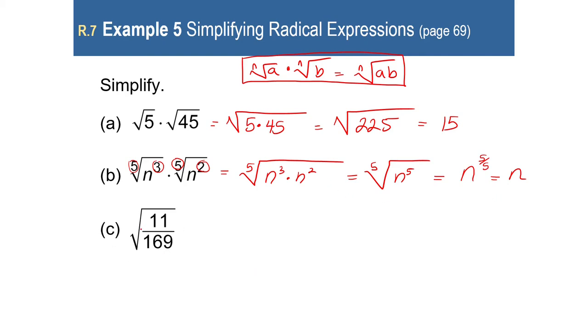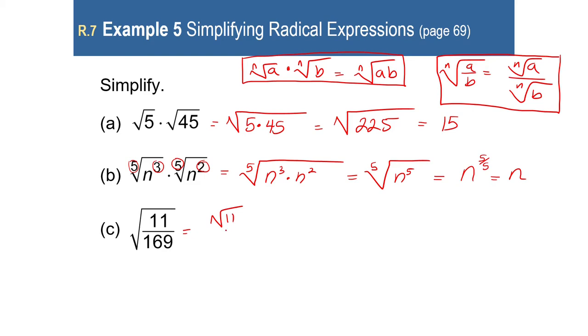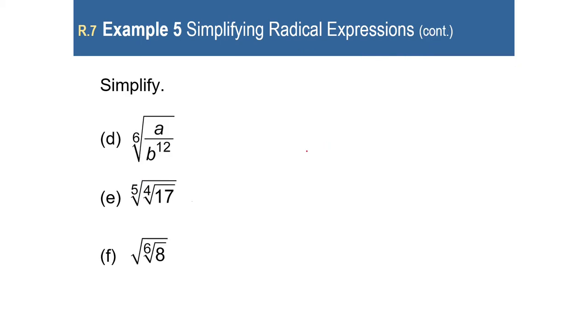For part C, we'll need a different formula. The nth root of a over b is equal to the nth root of a divided by the nth root of b. This formula means if I take the nth root of a fraction, just take the nth root of each of the terms separately. This is equivalent to the square root of 11 over the square root of 169. I can't do the square root of 11, we'll leave that alone, but I know the square root of 169 is equivalent to 13.